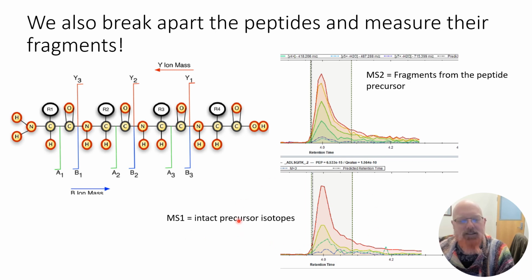And down at the bottom of the spectrum, usually, these are the intact masses of the peptides. And all peptides have isotopes. And this isn't a different presentation, but I'm not really going to go into mass spec isotopes now, even though they're super cool.